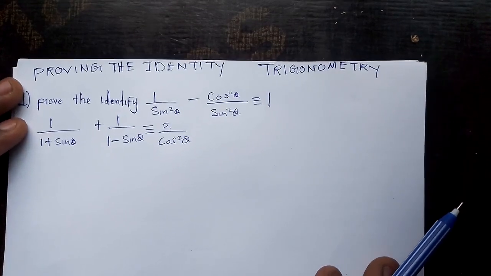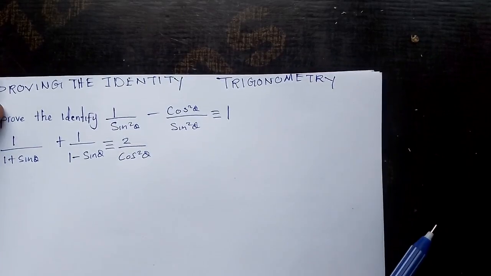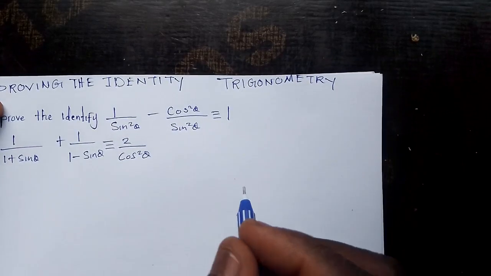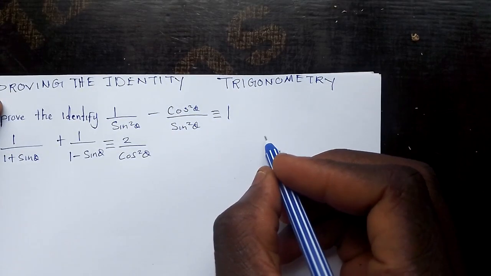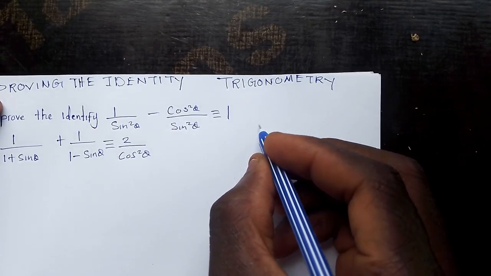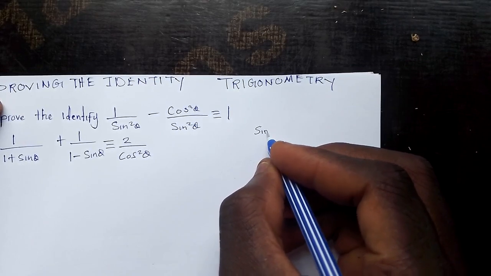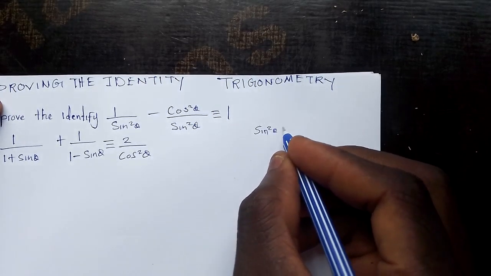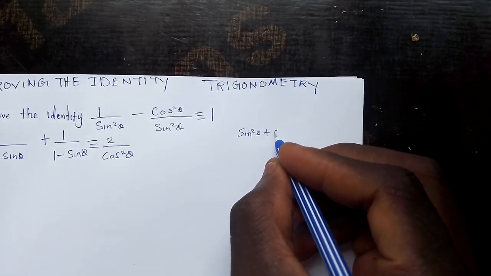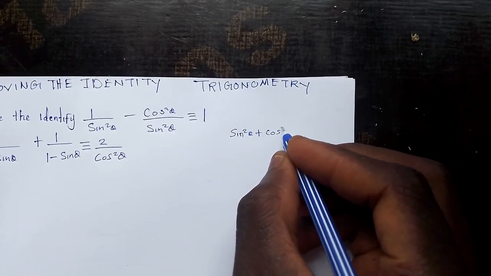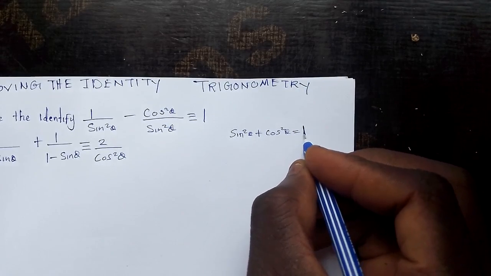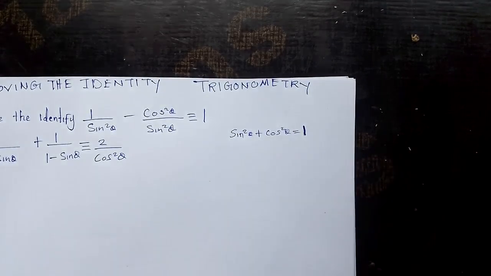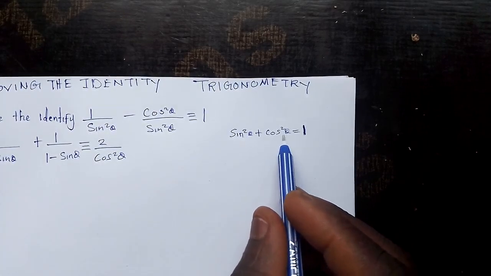Before I answer the questions, let me share with you something that you need to know. When you are proving an identity, when you add sine 2 theta plus cos 2 theta, you are always going to get 1. This is very, very important for you to know.